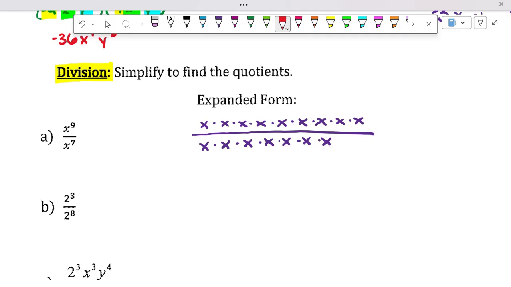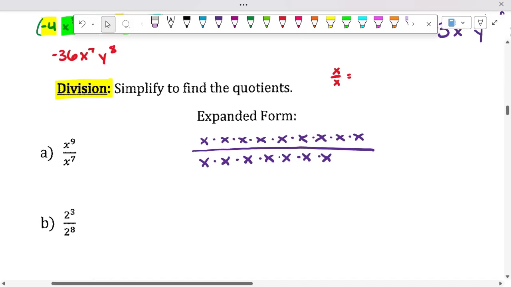Let me ask you guys this. What is x over x equal to? 1. So what do you think I can do with those x's? Not simplify all of them to 1, but I can cross out pairs. So what that means is 1 for 1. If I cross out 1 in the numerator, I cross out 1 in the denominator, and you keep doing it until you can't match up anymore.